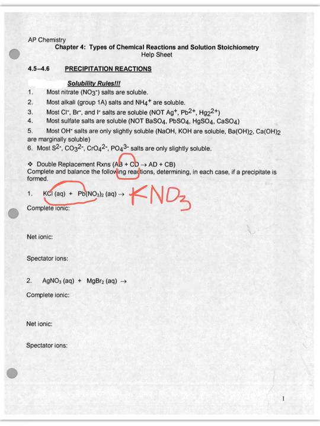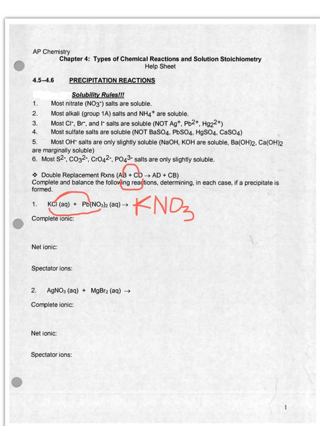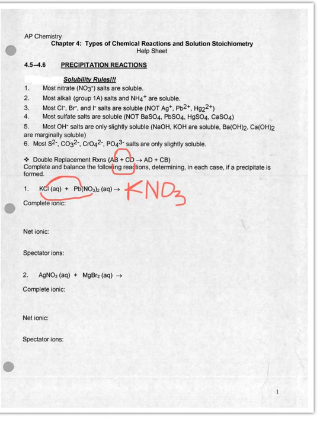Now it's just going to be 1 K and 1 nitrate. Hold on, let me move this. Because if you remember, K is +1, and then nitrate is -1, okay? So +1 and -1, so that's why I only needed one of each.